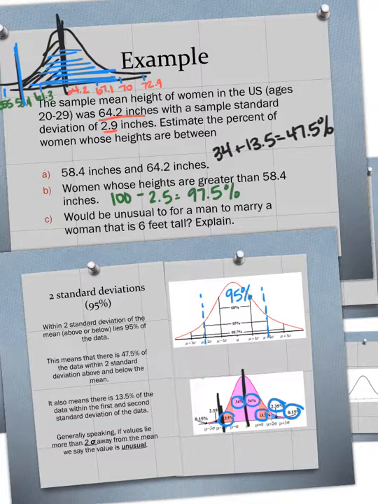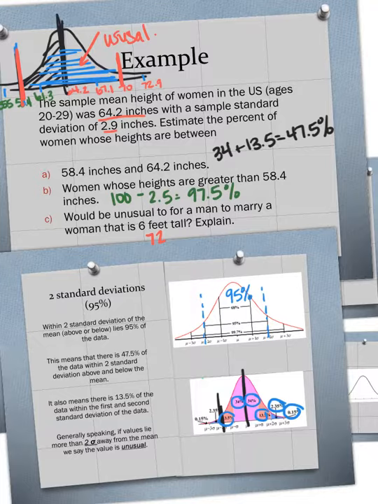6 feet tall? Well, this curve is based in inches, so let's convert 6 feet to inches, and that'll be 72 inches. Would it be unusual for a man to marry a woman that is 6 feet tall? You look at this curve, we said unusual was anything that's not within 95%, so within 2 standard deviations. So unusual for this would be, this part is usual. That part is usual because that's the 2 standard deviation mark.